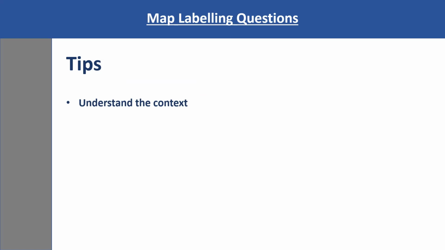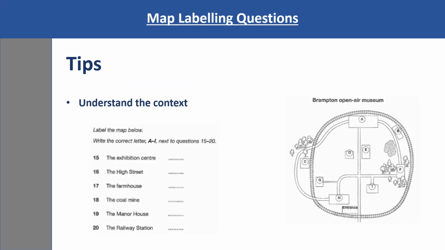Okay, the next one is understanding the context. Listen carefully at the beginning as the speaker will guide you to the context, where you are, for example, which will help you follow the talk. For example, in this particular map, the speaker will start from the entrance.